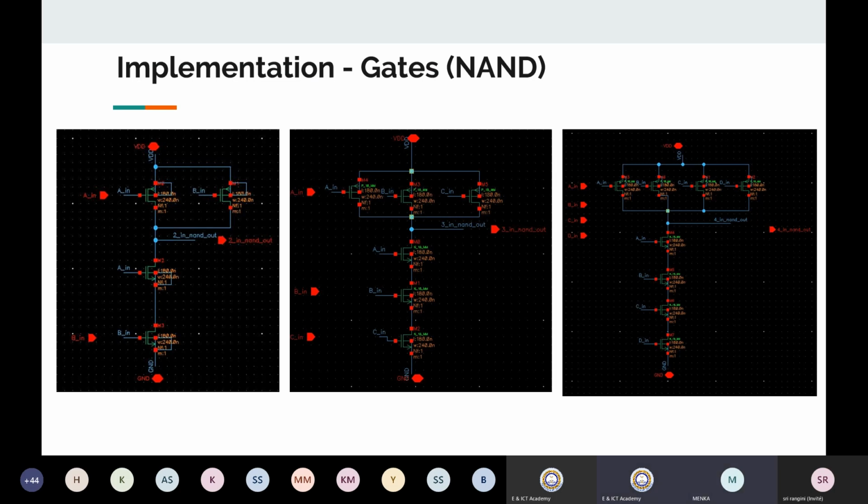In slide number 13, the implementation of NAND gates is shown, whether 2 input, 3 input or 4 input, because whatever function we got from the truth table, we know we need the NAND gates. All of these gates have been shown over here, along with how they have been implemented.